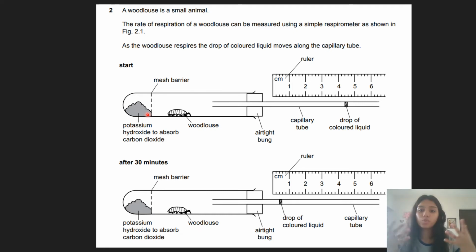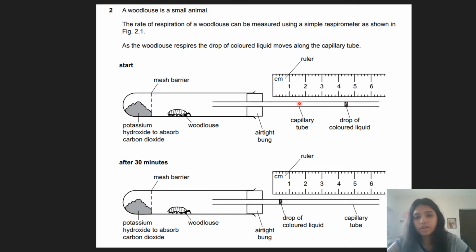Now what happens is we breathe in oxygen. When the woodlouse breathes in oxygen, it creates a kind of suction in this tube, because it's breathing in oxygen, so that lowers the air pressure and it pulls the drop of liquid towards itself, which is why the drop of liquid moves towards the woodlouse. Otherwise, if there was no potassium hydroxide, the oxygen that we breathe in would pull the drop of liquid towards the woodlouse, and then the carbon dioxide would just push it back. That would not cause a significant change in movement. But because potassium hydroxide absorbs carbon dioxide, only the action of breathing in is what causes the colored liquid to move towards the tube.